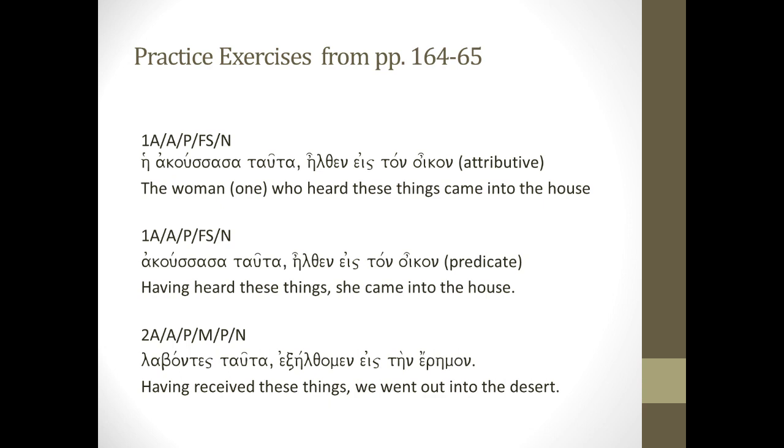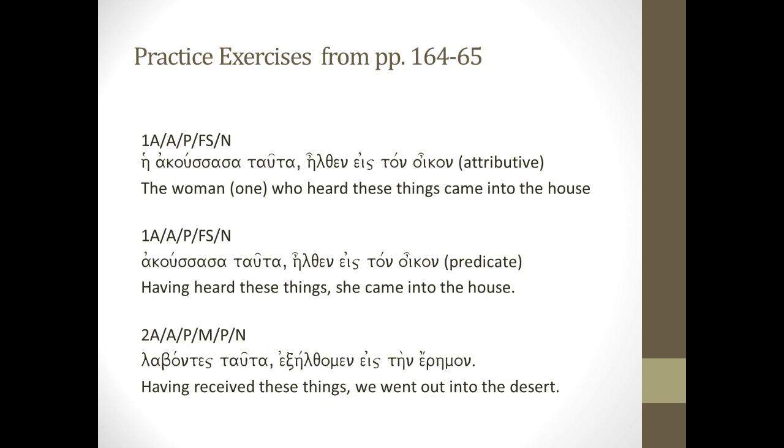Labontes is a second aorist active participle, masculine plural nominative. It is in the predicate position, so we will translate this as, having received these things, we went out into the desert, or we could say, after receiving these things, or we could even say, when we received these things, we went out into the desert.